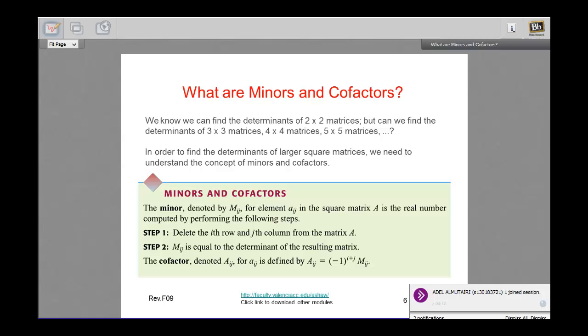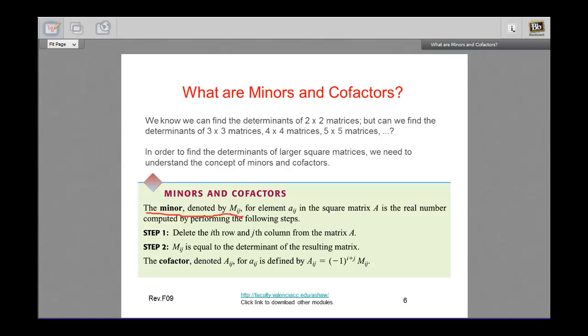Now the next thing is, what are the minors and cofactors? Minors and cofactors are also very useful to find the determinants of a matrix. There are several uses of the minors and cofactors. Let's discuss. The minor is denoted by Mij.